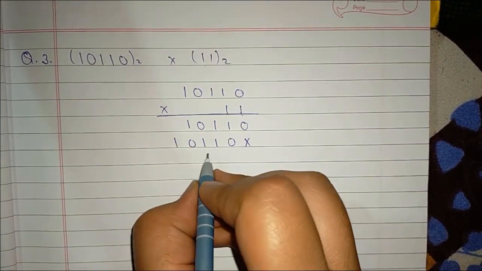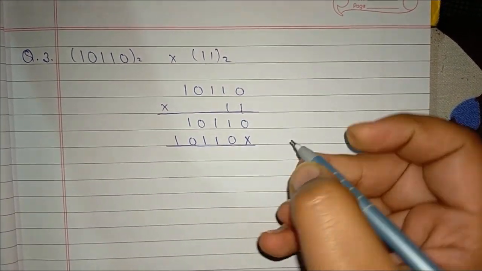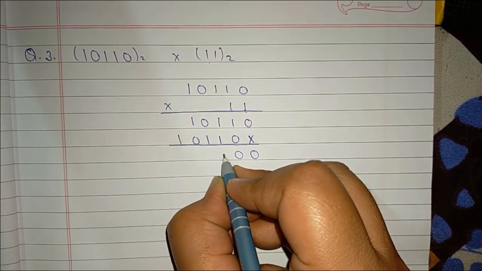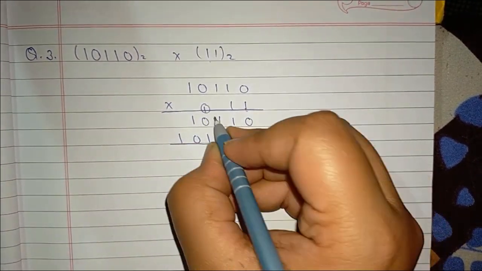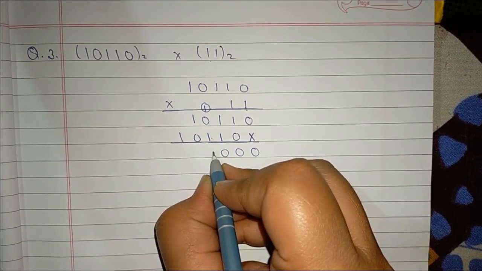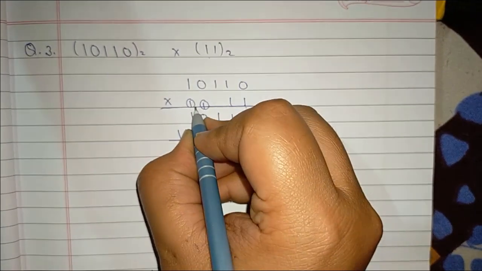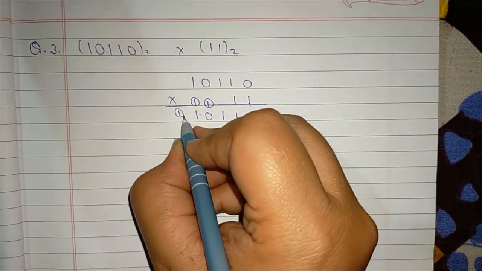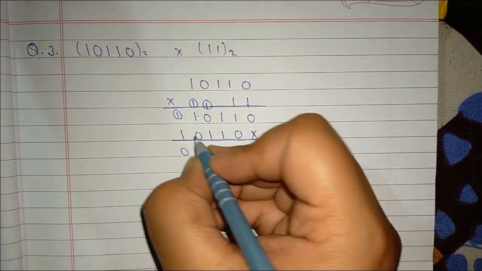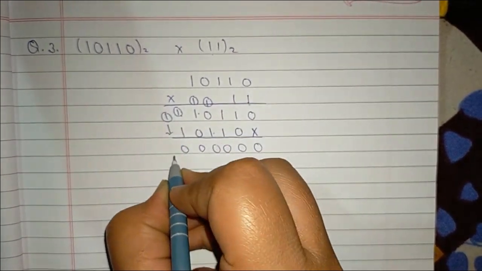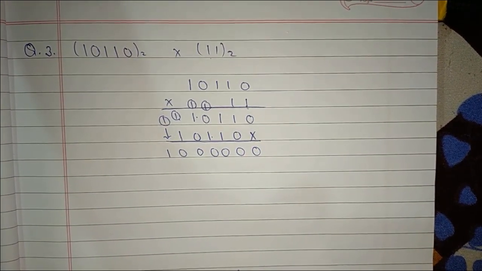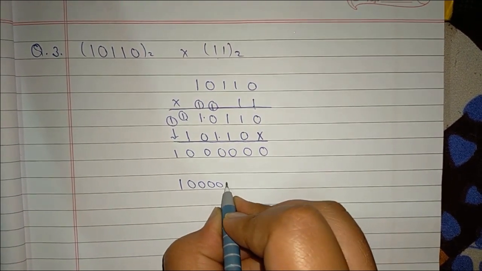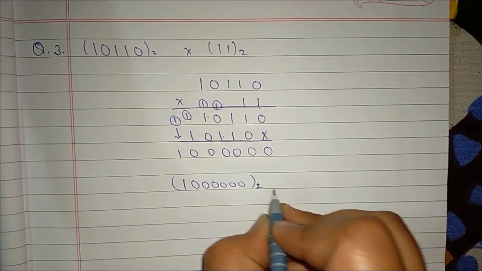That's it. Now we have to add all these digits. It will be 0, then 1 plus 0 will be 0. 1 plus 1 will give you a result of 0 and a carry of 1 will be generated. Now you have to add this carry with this one, result will be 0 and a carry of 1 will be generated. Now you have to add this carry and this carry, result will be 0 and again a carry of 1 will be generated. Now you have to add this one and this one, your result will be 0 and a carry of 1 will be generated. This carry we can write down this side. That's it. Now our final answer is 1 0 0 0 0 0 0 with a base of 2.